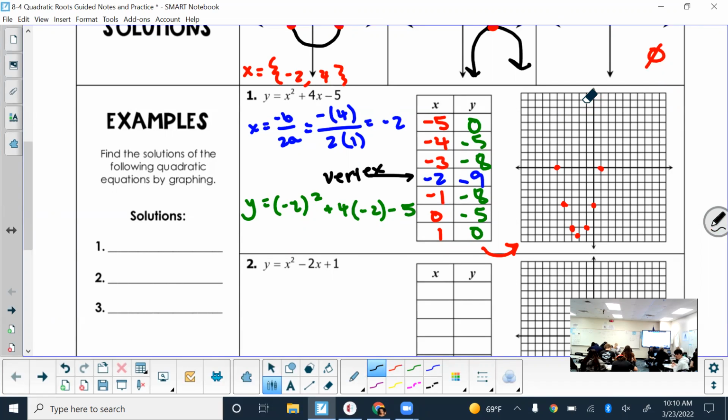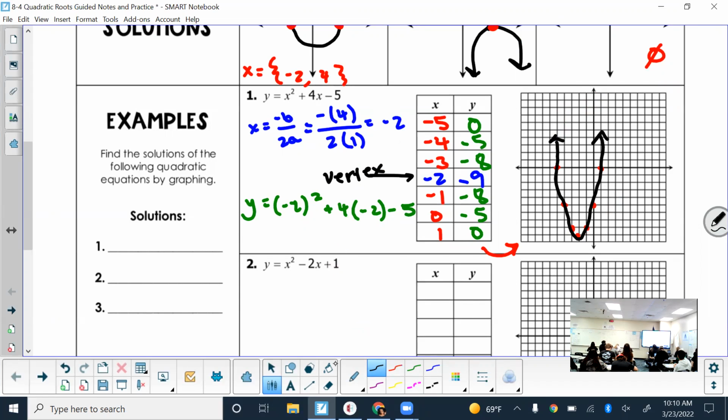All right, so then once you're done, look at the screen for how the dots should be, then connect them to your U-shaped parabola. And mine always looks ugly, but yours should be nice U-shaped.